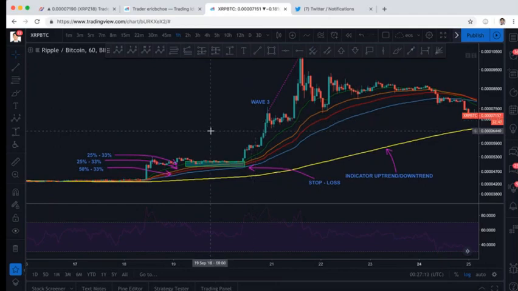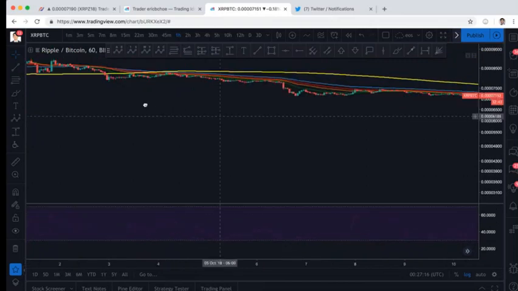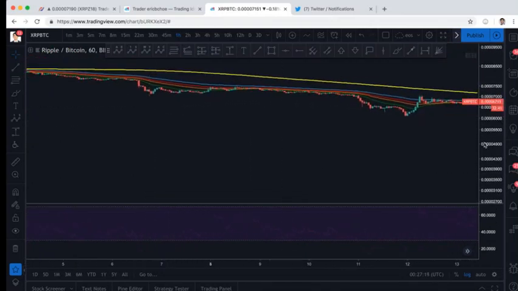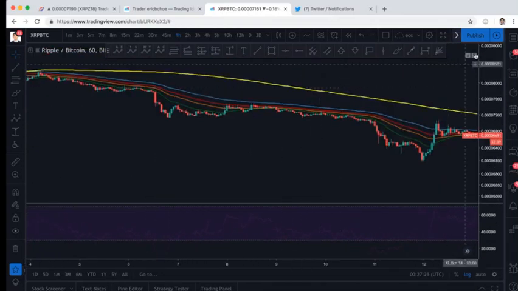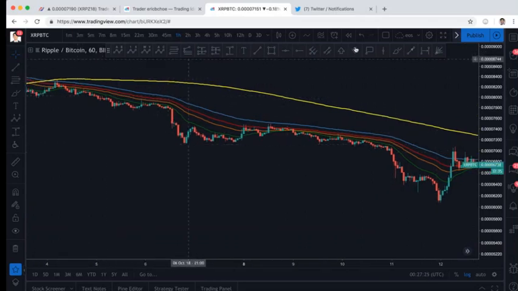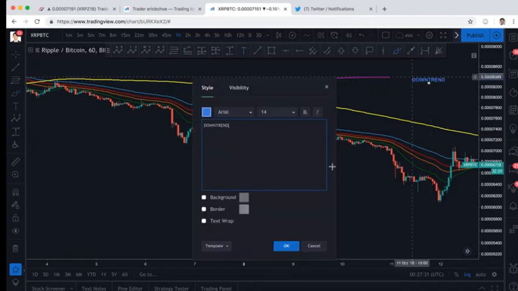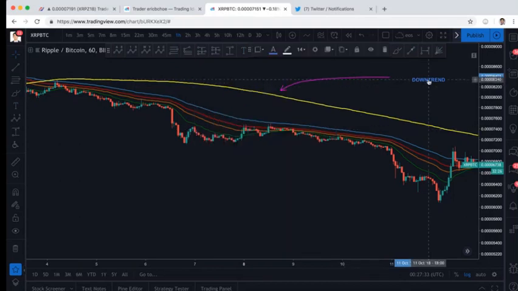Now, what about a downtrend, guys? Let's look at the downtrend. So we're going to go to XRP here. So notice right now, XRP, we're in a downtrend. The 200 moving average is above price. So now we are in a downtrend. Right? Now we're in a downtrend.